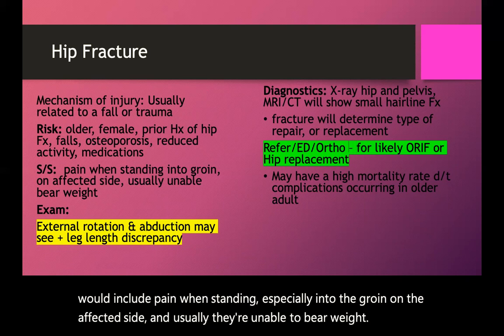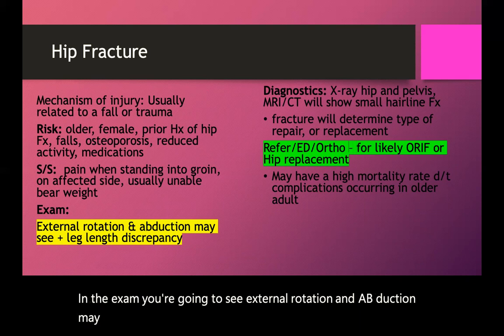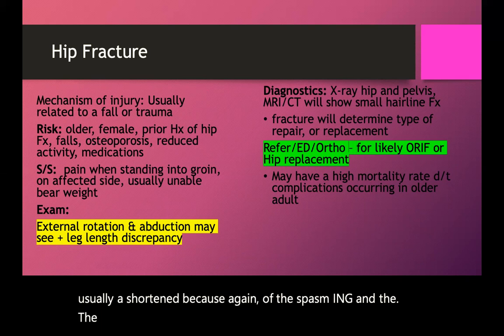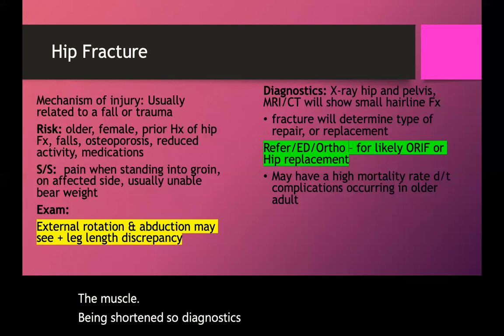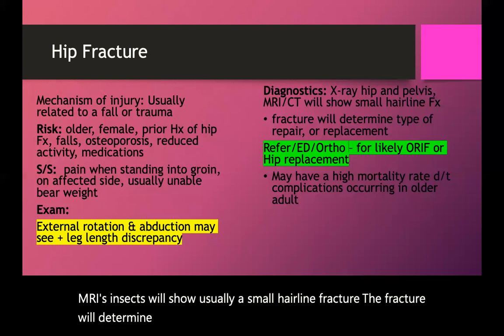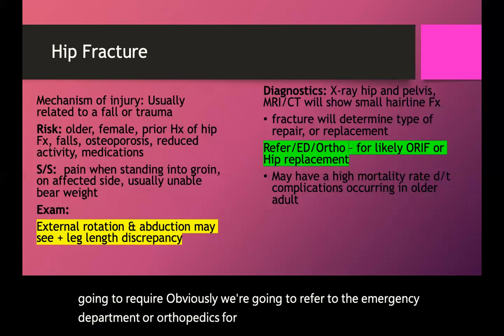In the exam, you're going to see external rotation and abduction, and may see leg length discrepancy. The leg that's fractured is usually shortened because, again, of the spasming and the muscle being shortened. So diagnostics include x-rays of the hip and pelvis. MRIs and CTs will usually show a small hairline fracture. The fracture will determine the type of repair or replacement the patient is going to require. Obviously, we're going to refer to the emergency department or orthopedics for likely an ORIF or a hip replacement.